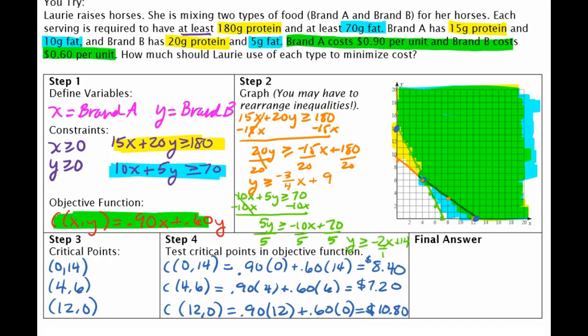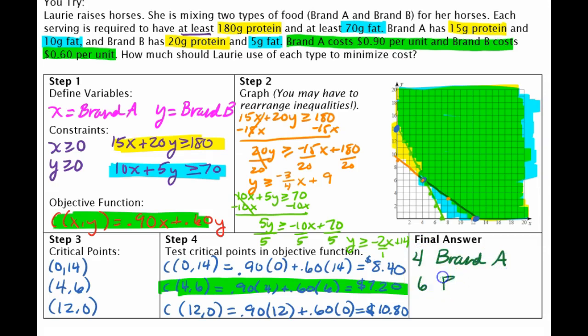So I'm looking for the smallest one, and that would be this middle one here. So what this tells me is that my final answer is that I would want to use 4 units of brand A and 6 units of brand B food.